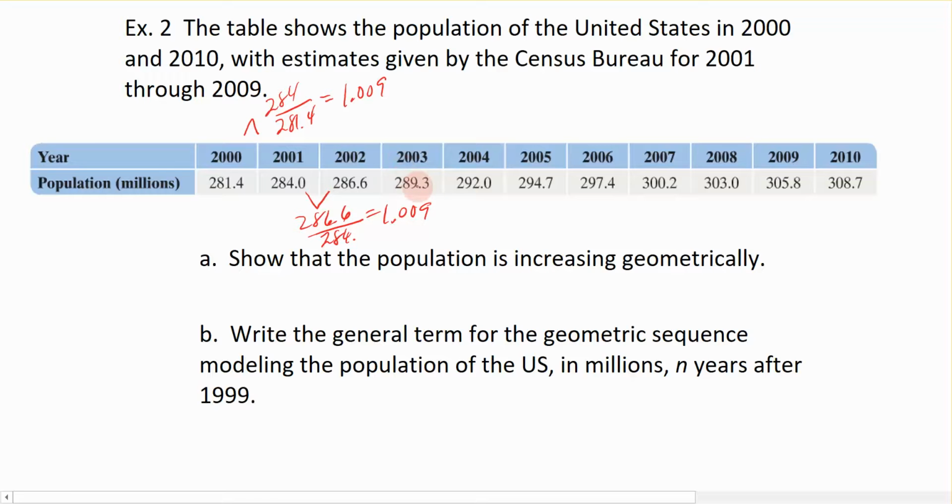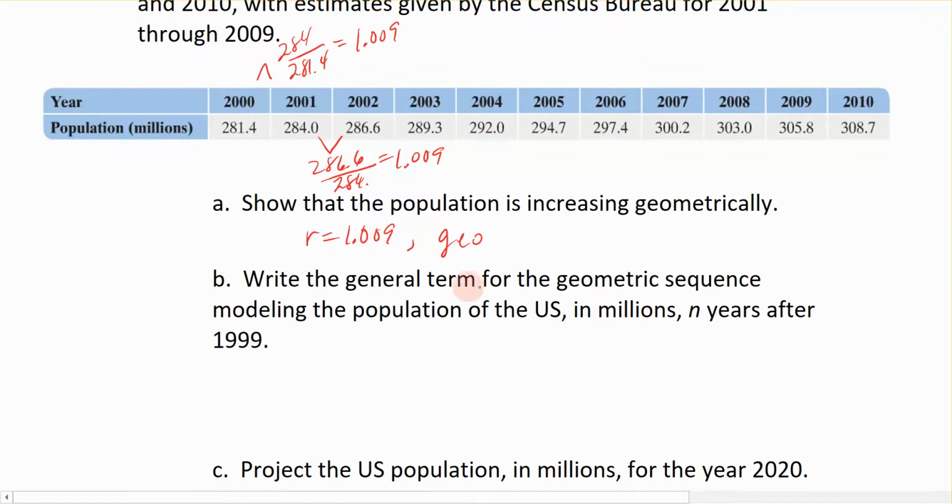You can do it for a couple more if you want, but because I am finding that the common ratio between these numbers is 1.009, I can say that this is a geometric series. I would be able to conclude that the population of the United States for any year is going to be 1.009 times the population of the previous year. It also tells me what my rate of growth is going to be.